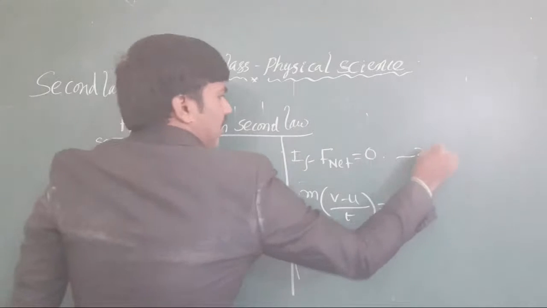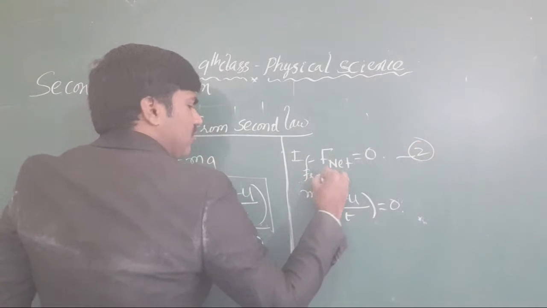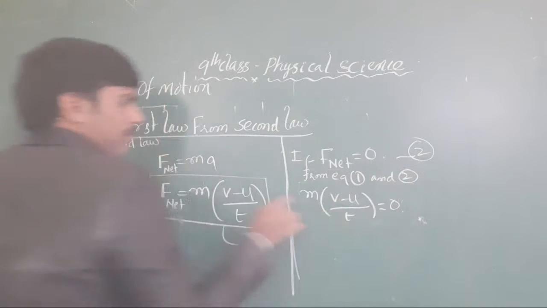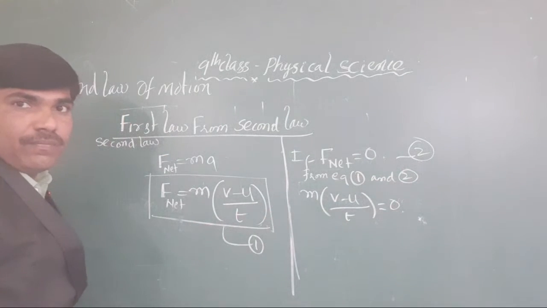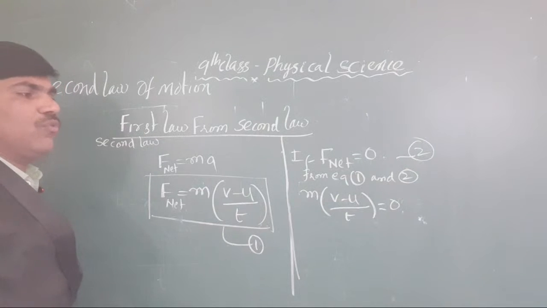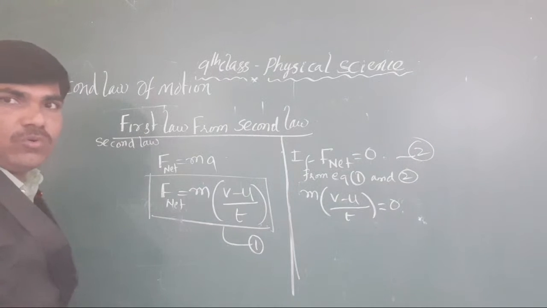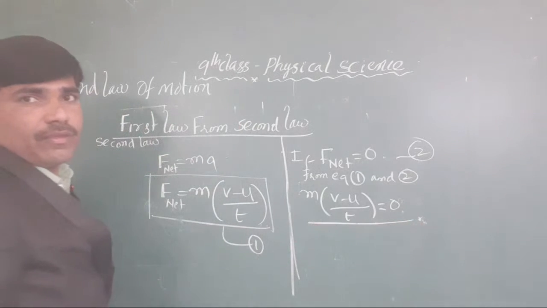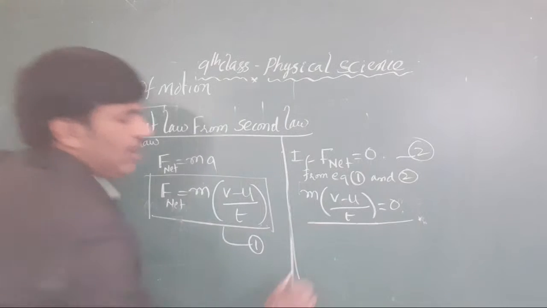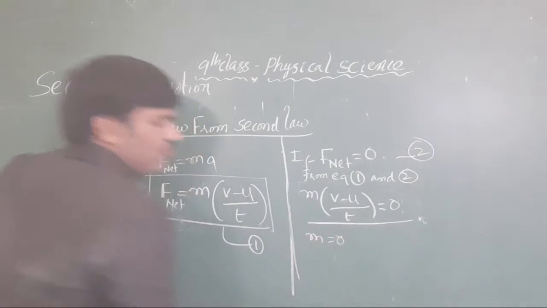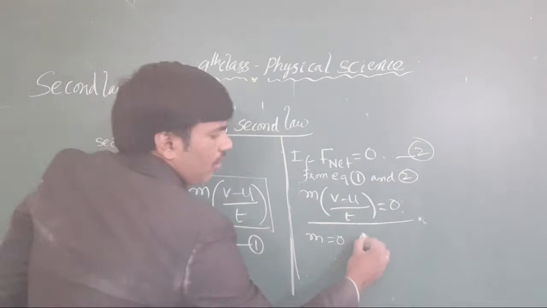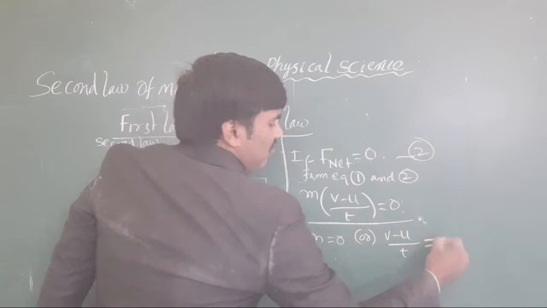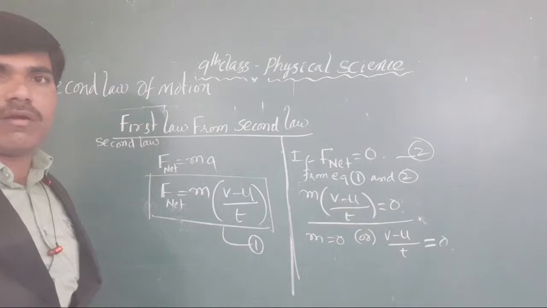Now we have taken this as equation 2. From equations 1 and 2, it becomes m(v - u)/t = 0. When this equation is satisfied, either m is equal to 0, or m is compulsory and (v - u)/t is equal to 0. Clear or not, all of you?